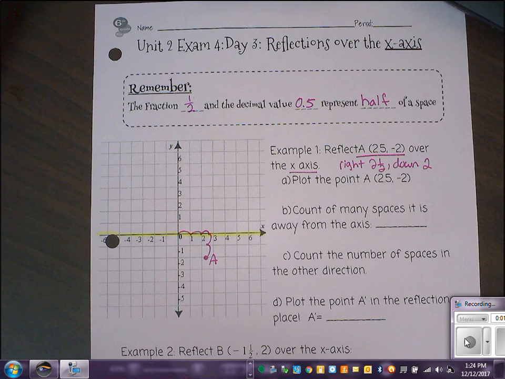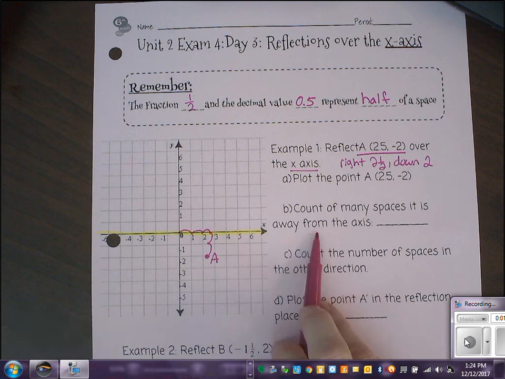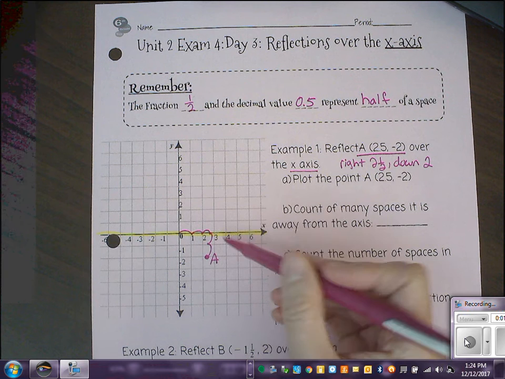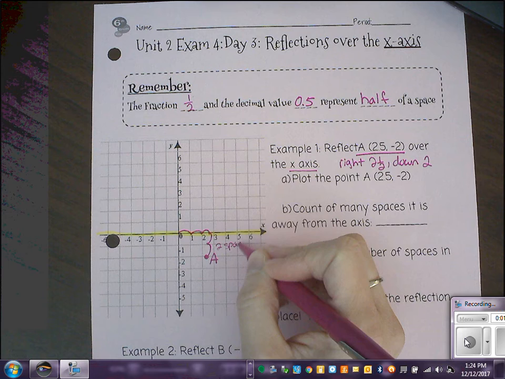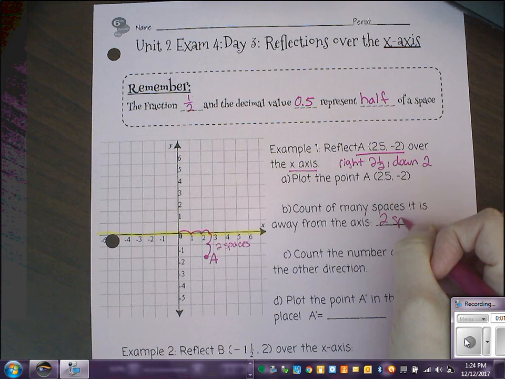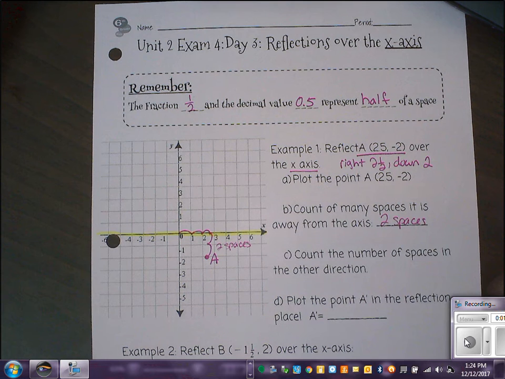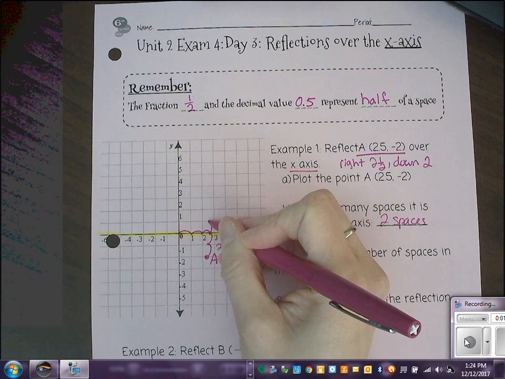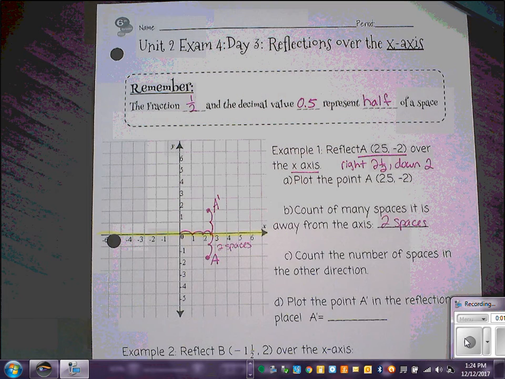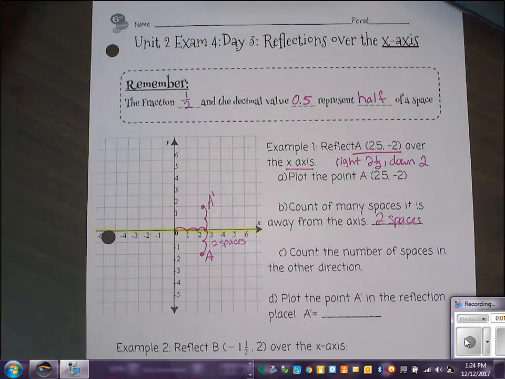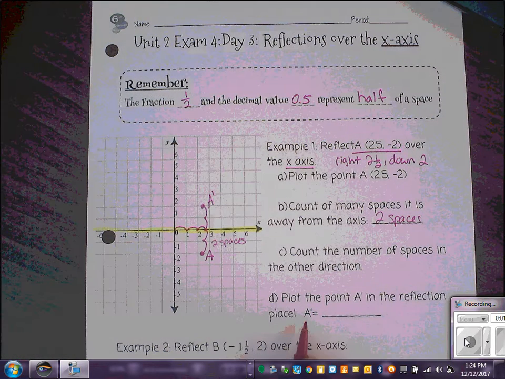The next step says to count the number of spaces away from the axis. So how many spaces are we away from the x-axis? 1, 2. 2 spaces. And we're going to count the other direction. So I went down, I'm going to count up this time. 1, 2. And label this A prime. So plot the point A prime in the reflection place and write the coordinates for A prime.